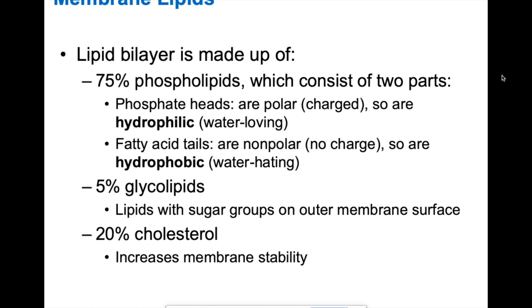You also have the fatty acid tails, which remember are just hydrocarbon chains, which are hydrophobic, and they are nonpolar. There is no charge. They are water-fearing or water-hating. They cannot interact with water.